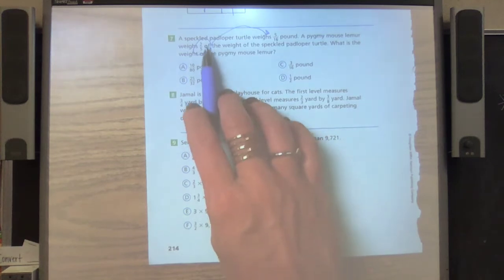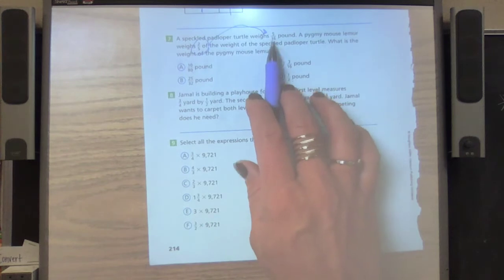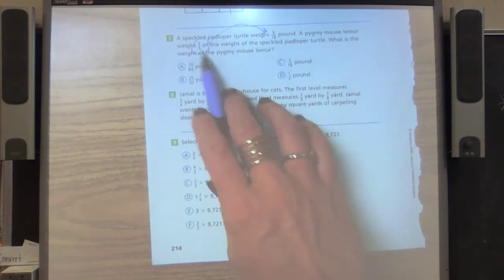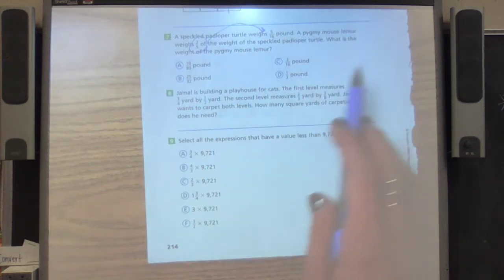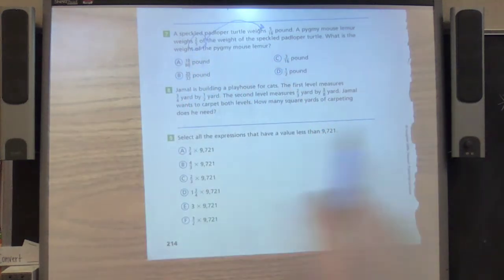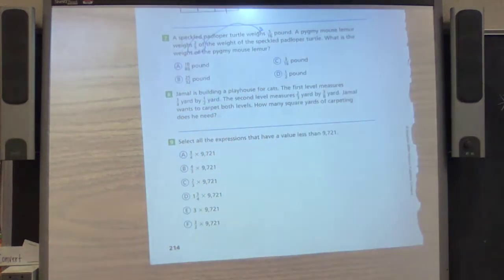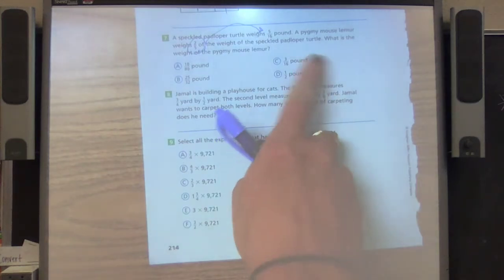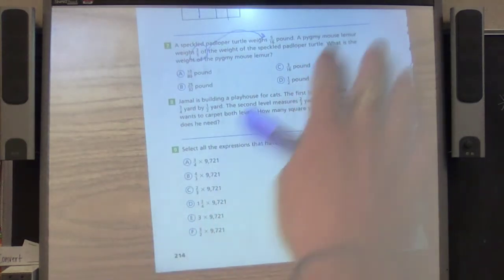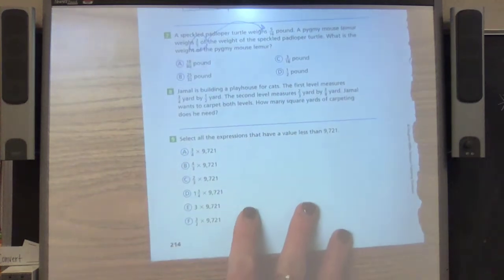So remember, we know our answer has to be smaller than this one because it's a fraction of that. So if you see any that are bigger, then you can automatically eliminate those because they don't make sense. We're finding 2/5 of the 5/16. So I want you to do this one on your own. Eliminate ones that don't make sense. I see one right off that doesn't make sense.